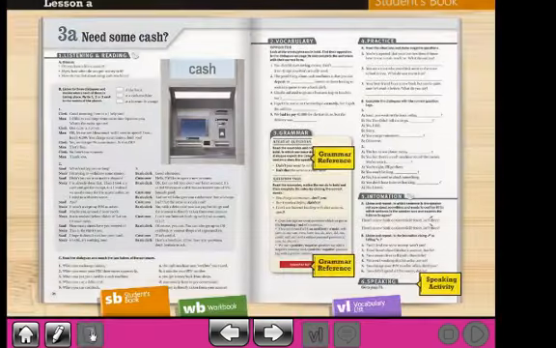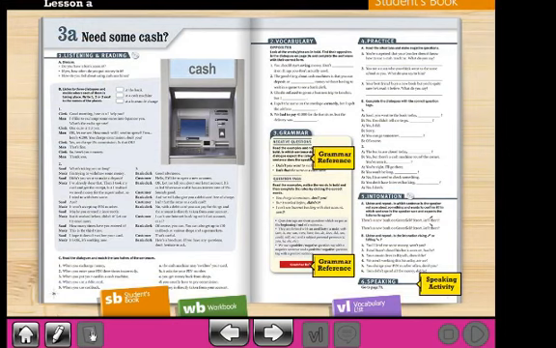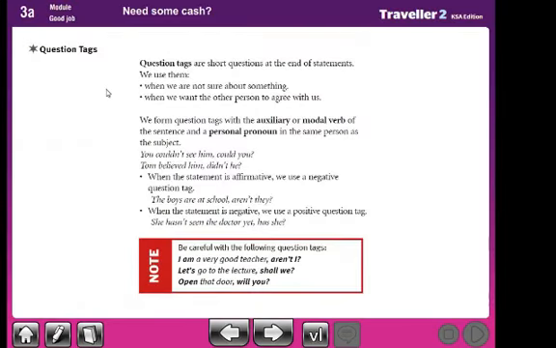Okay. Now, let's move on to the second half of the grammar. Question tags. Question tags are short questions at the end of a statement. We use them when we are not sure about something, or when we want the other person to agree with us.